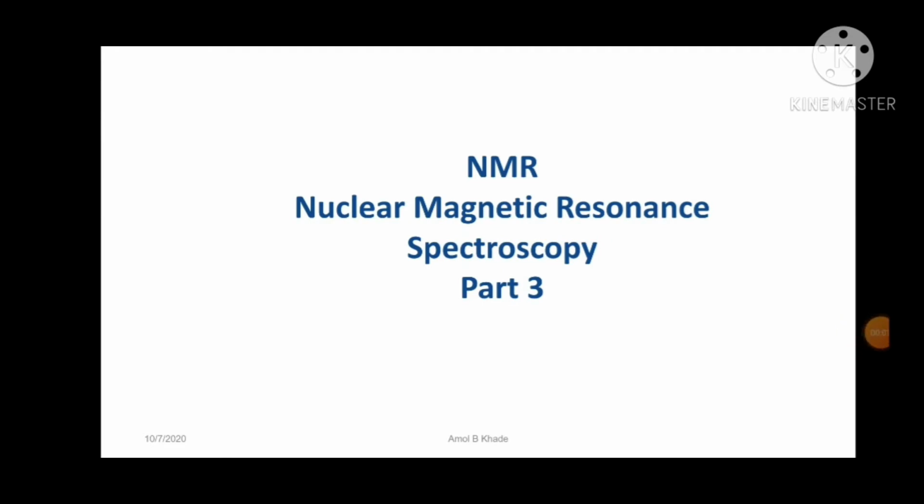Hello friends, welcome back to this video lecture of Nuclear Magnetic Resonance Spectroscopy part 3. In the previous part we have already seen what chemical shift is and what information we can gather from recording a proton NMR. We have also seen the various solvents used in NMR spectroscopy and why TMS is used as an internal standard. Now in this part we will be discussing factors affecting the chemical shift.